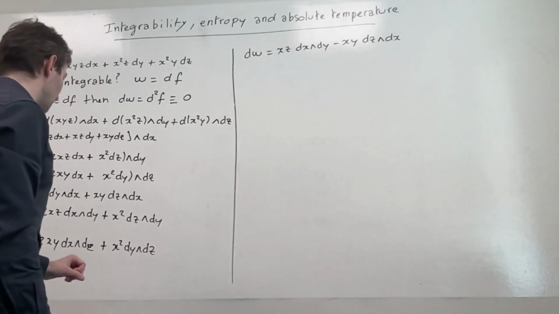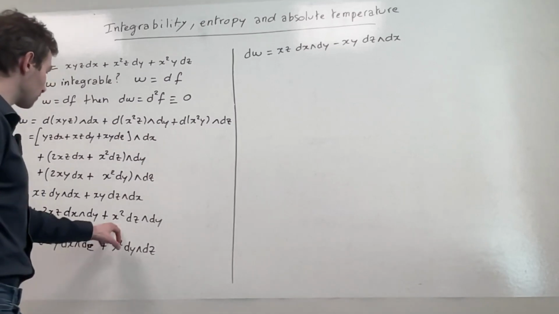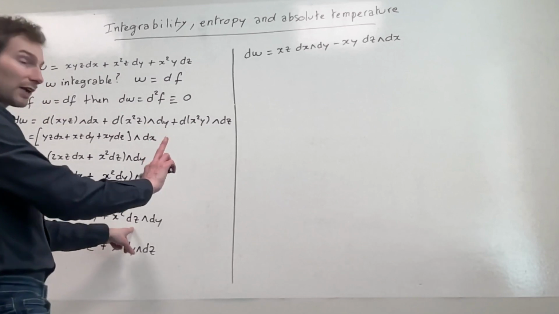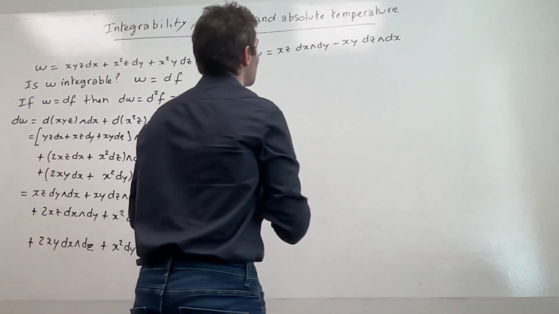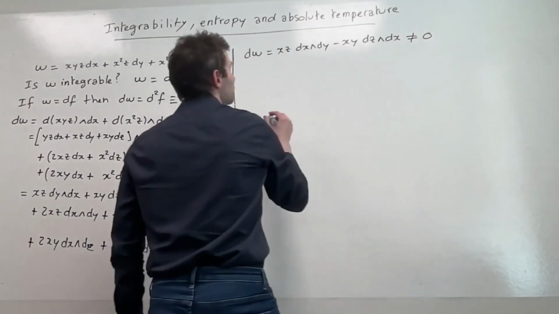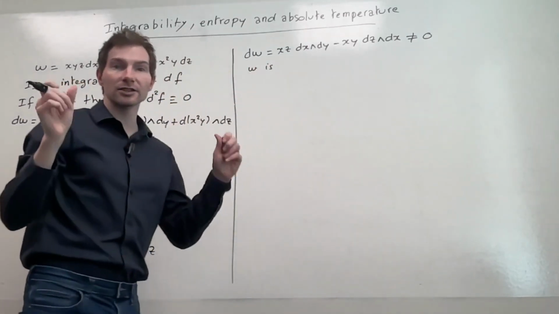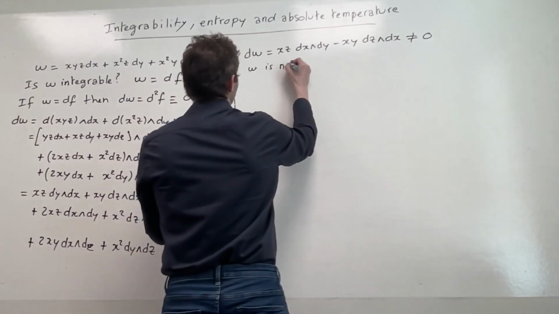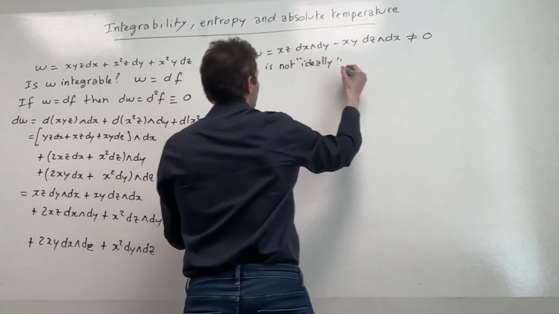And dy dz here is going to cancel out. You've got x squared dz dy, which is minus dy dz, and so they are going to cancel out. So d omega is equal to that. What we see is that this is different from 0, and therefore omega is not ideally integrable. So it's not the ideal case of integrability.